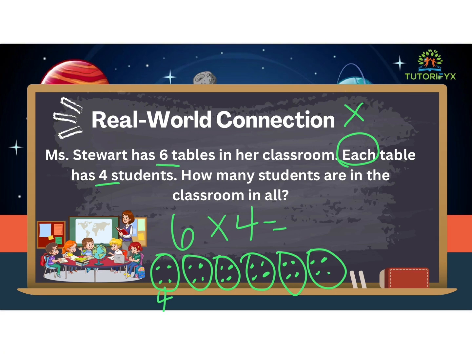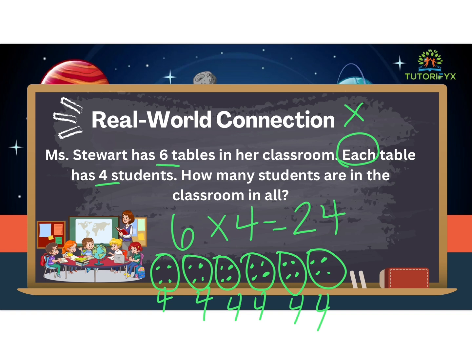So now I have to add them all together. 4 plus 4 plus 4, plus 4 plus 4 plus 4. Feel free to pause the screen to solve the answer and then unpause it to reveal the answer. You should have gotten 24. Awesome job, sweethearts. We've done so much in this short session, but man, you guys work so hard.